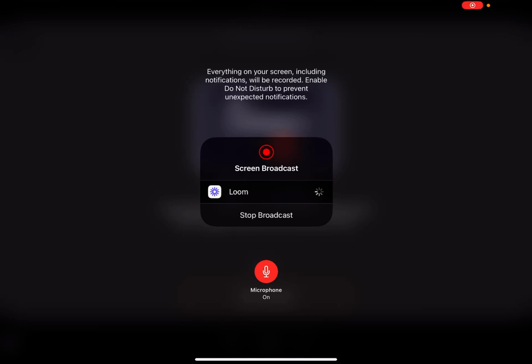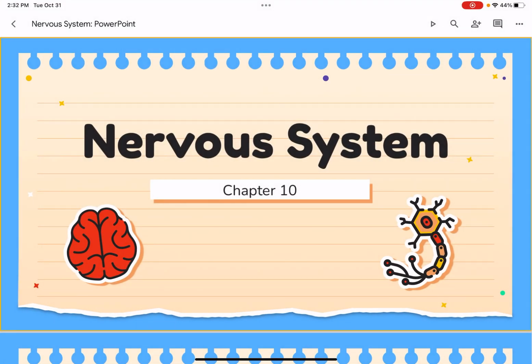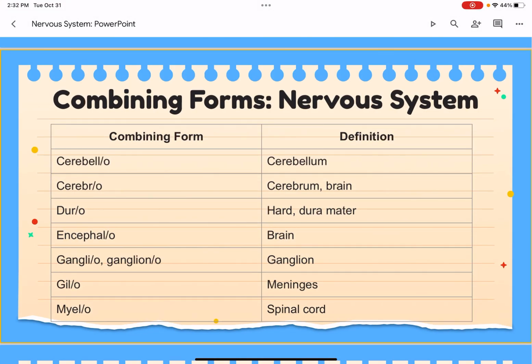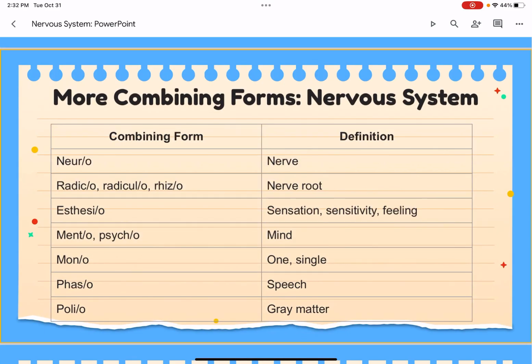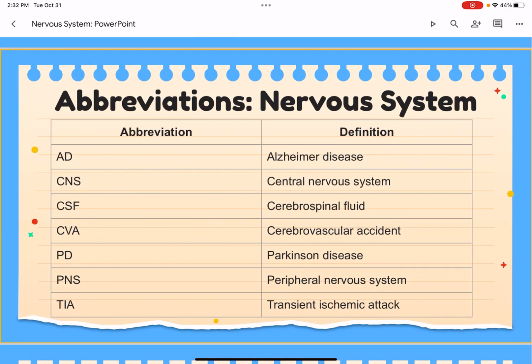The nervous system. The first couple of slides are combining forms for the nervous system, followed by suffixes for the nervous system, and different abbreviations related to the nervous system.